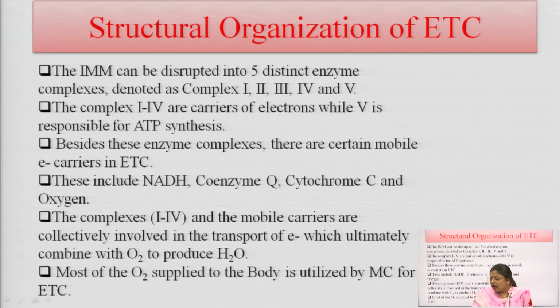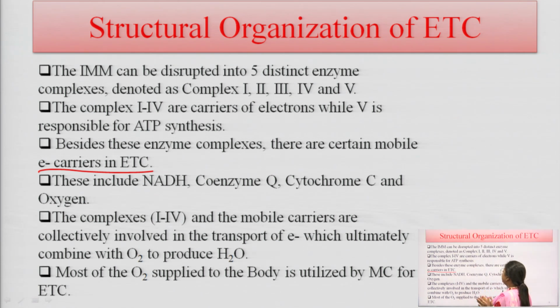And what is the organization of the electron transport chain? Basically, the electron transport chain has 5 different complexes in its structure: complex 1, 2, 3, 4 and 5. Complexes 1 and 4 are responsible for carrying the electrons, while complex 5 is responsible for the ATP generation.